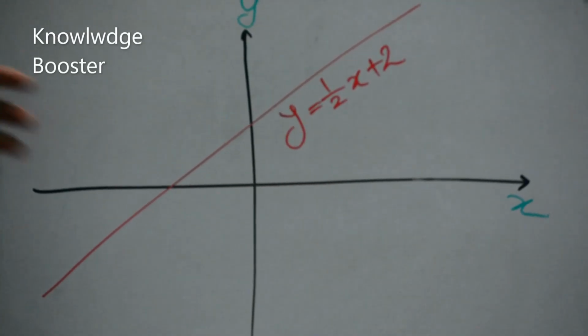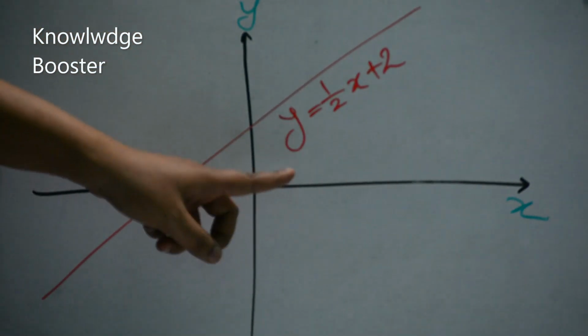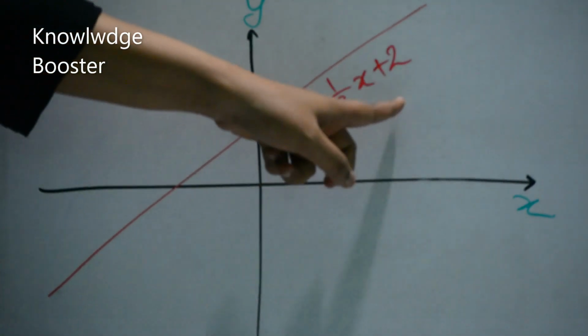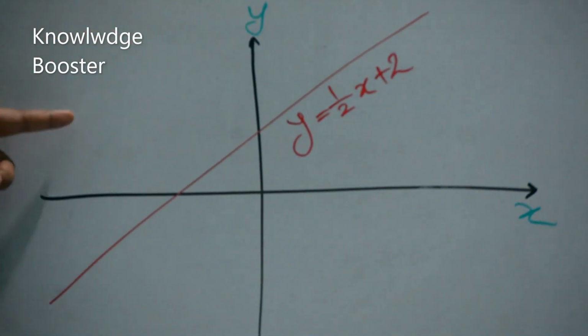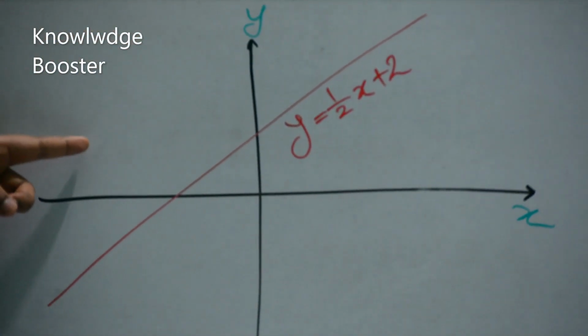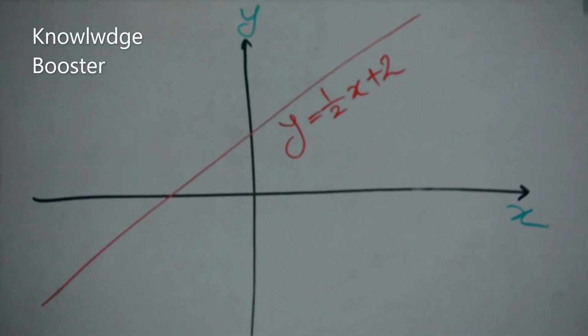On this graph, this is the x-axis and this is the y-axis. Now the equation is y is equal to half x plus 2. This is the solution of this line. So this is the origin of the word linear. Linear equations are mostly used in engineering and physics.